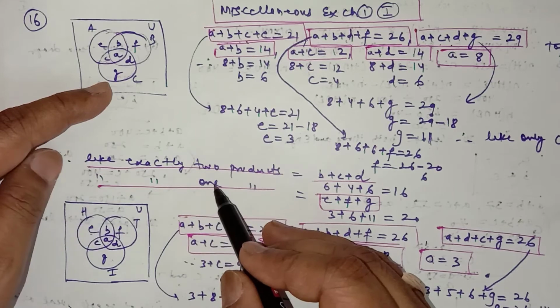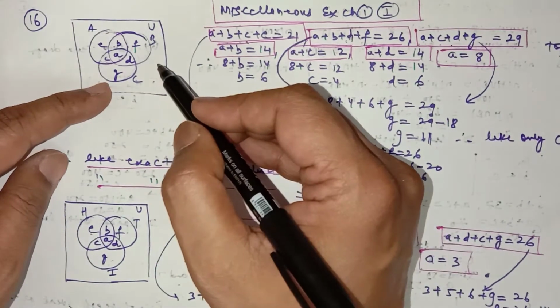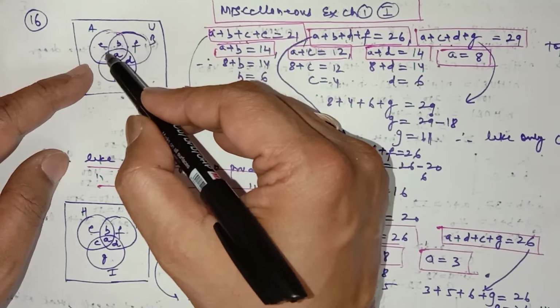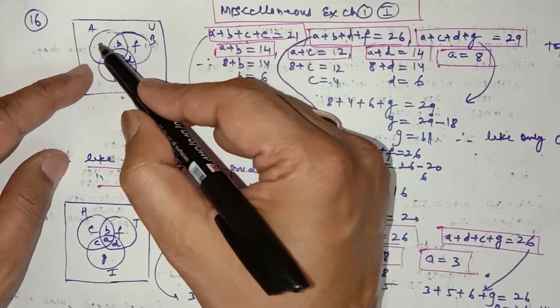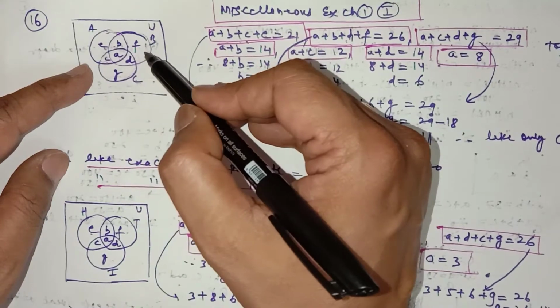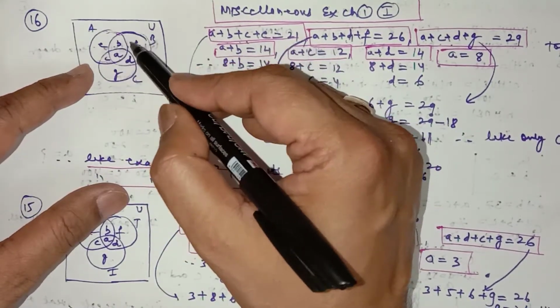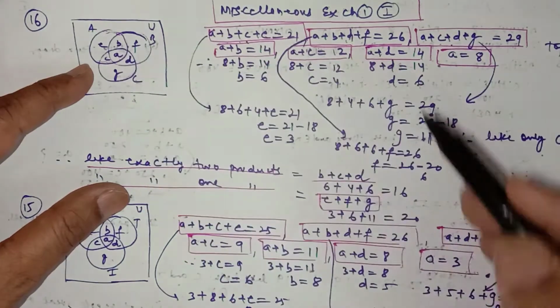But I am adding 1 or 2 parts in this also. How many like exactly 2 products? That is B plus C plus D. How many like exactly A and B? It is B. How many like exactly A and C? It is C. How many like exactly B and C? It is D. So B plus C plus D you have to find.